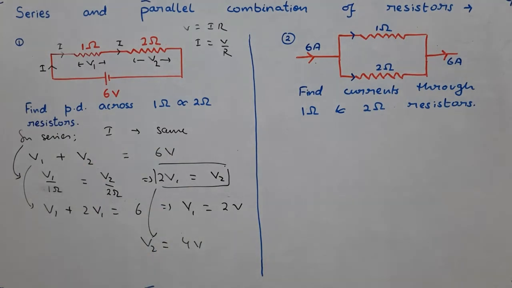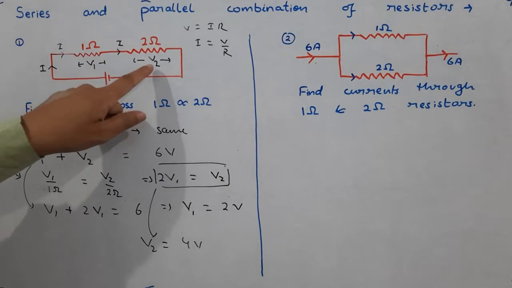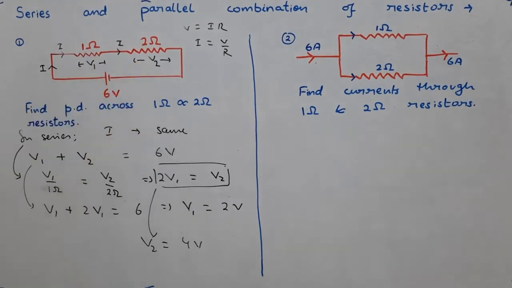And after finding the answer, please check it out. So this is 2, this is 4, and you can see 2 plus 4 is equal to 6. Is it clear, students?